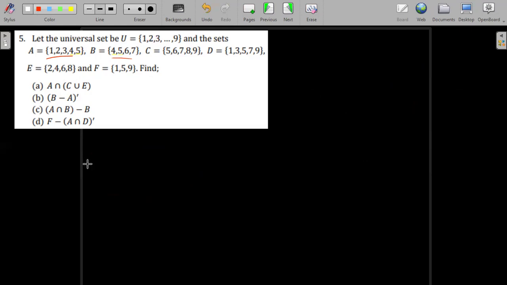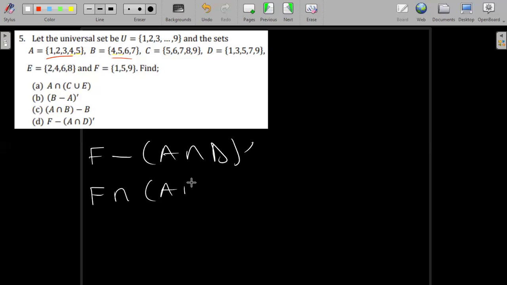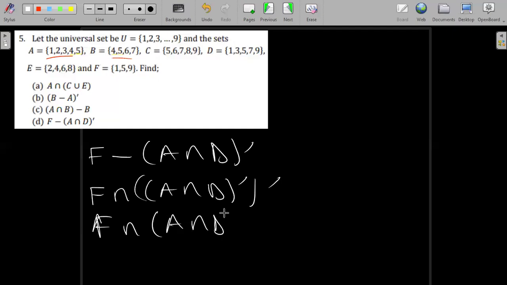And for the next one, I have it like this: A intersect D complement. So I can write this as F intersect A intersect D, with a complement. But then there'll be another complement because of how I've rewritten the intersection there. The complement and the complement cancel, then I'll just have F intersect, then I have A intersect D remain. So this is what I'm looking for: F intersect A intersect D.